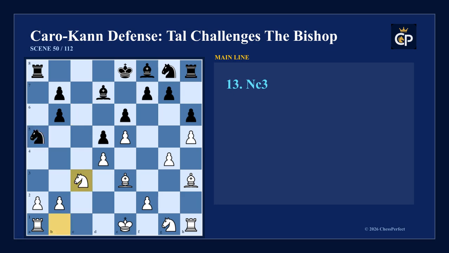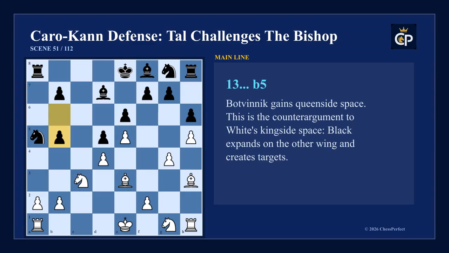Knight c3. b5. Botvinnik gains queenside space. This is the counterargument to white's kingside space: black expands on the other wing and creates targets.